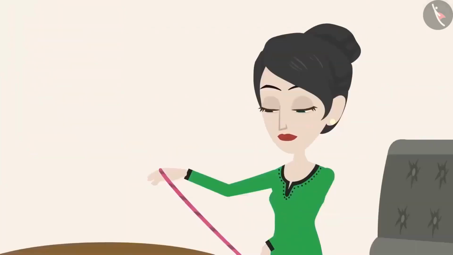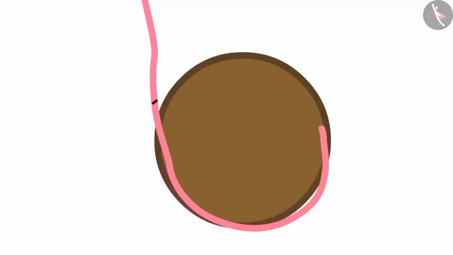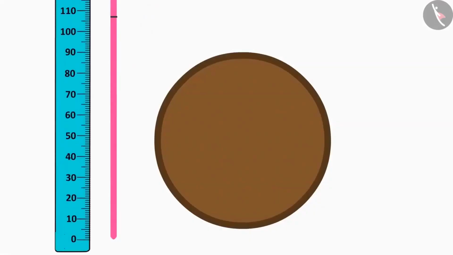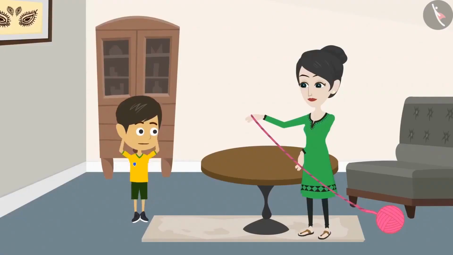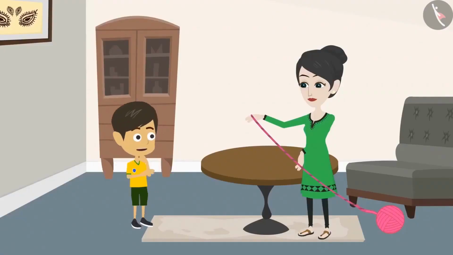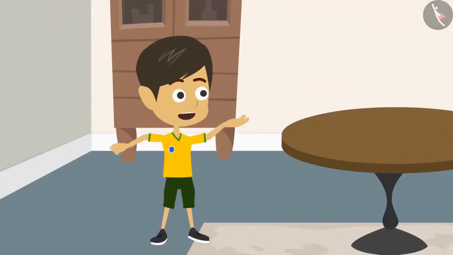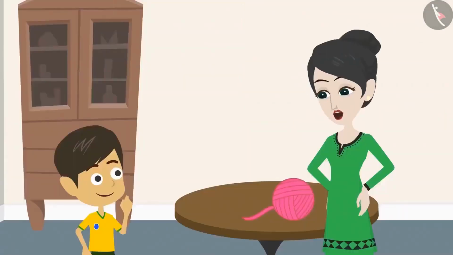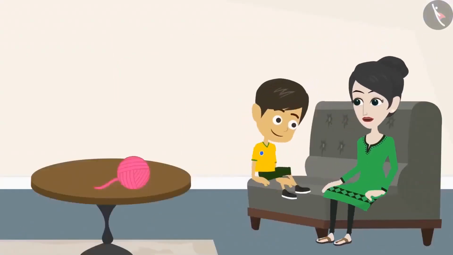It is very easy. By placing one end of the thread at a point on the edge of this table, I will wrap it around the complete edge. After that, I will mark the thread where it meets the starting point. Now, keeping the thread straight, I will measure it with a scale up to the marked point. This way, I will know what is the length of this table's boundary. Oh wow, this method is great, Mummy. This way, we can measure the boundary of a curved shape. Yes, let's measure the boundary of another shape.